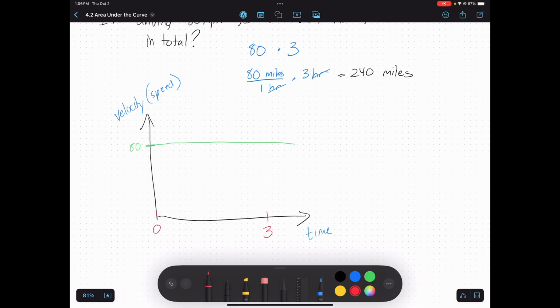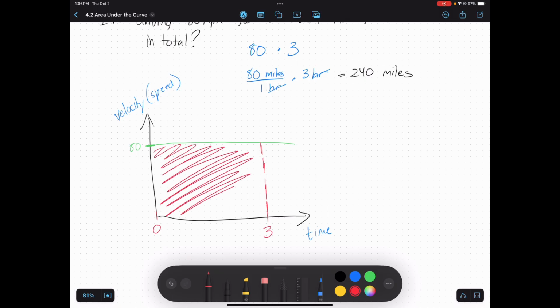Well, notice if I were to find the area under this function over this 3 hours, what shape does that make? It ends up just making a rectangle. What's the height of this rectangle? Well, I can see that over on the left side. It's that distance of 80 because I'm going from 0 at the bottom all the way to where my line is, which is at 80. Well, what's the width of my rectangle? That's going from 0 to 3, so that length is just 3. So my area is just 80 times 3, which is 240.